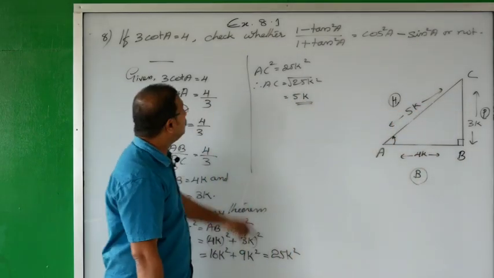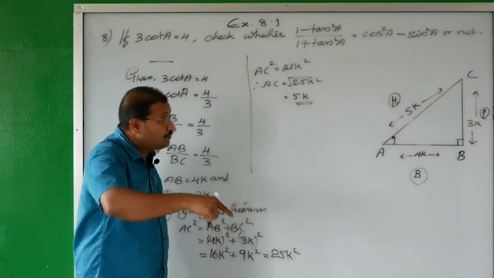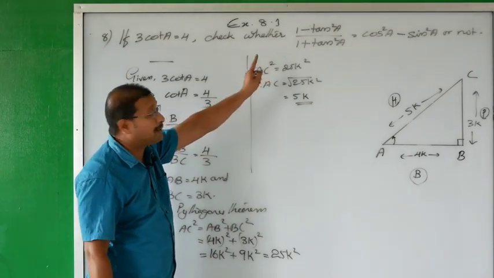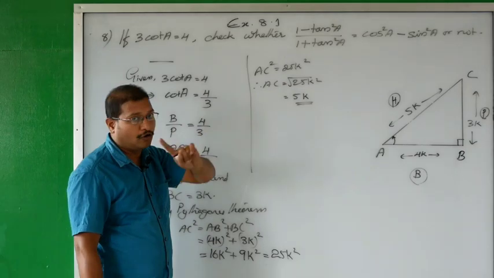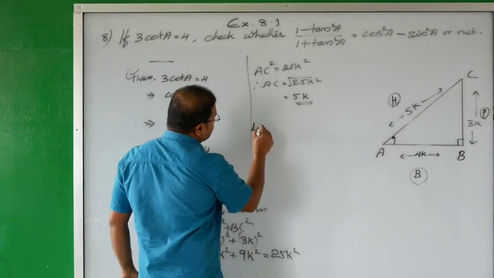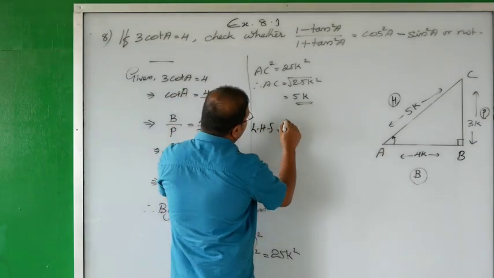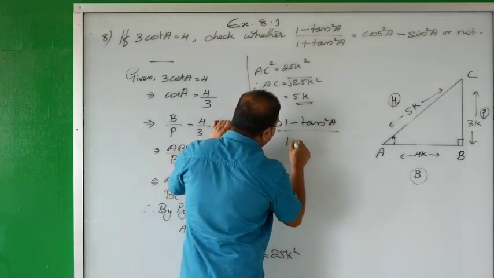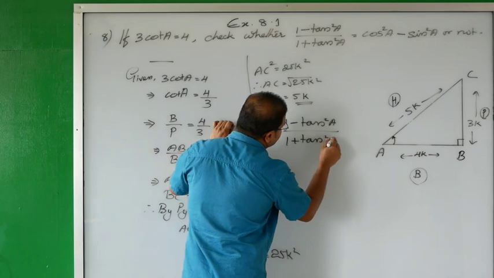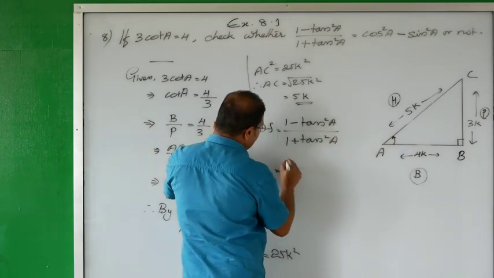Let's see the question now. We have to check whether (1 minus tan square A) divided by (1 plus tan square A) equals cos square A minus sin square A or not. Ready? So let's take the LHS. LHS equals (1 minus tan square A) divided by (1 plus tan square A), which equals 1 minus.